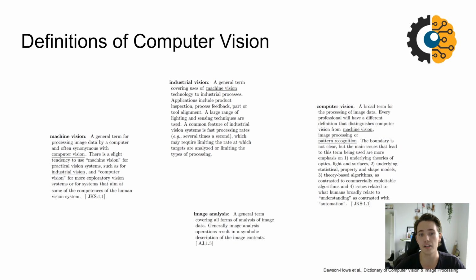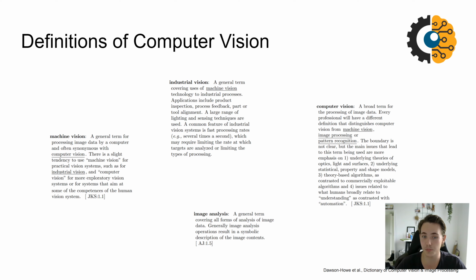Then we need to define, and there are a lot of different definitions of computer vision. It's really widespread. But we have machine vision and industrial vision. I see them as the same vision and the same definition, where we use computer vision for machines and in the industry.